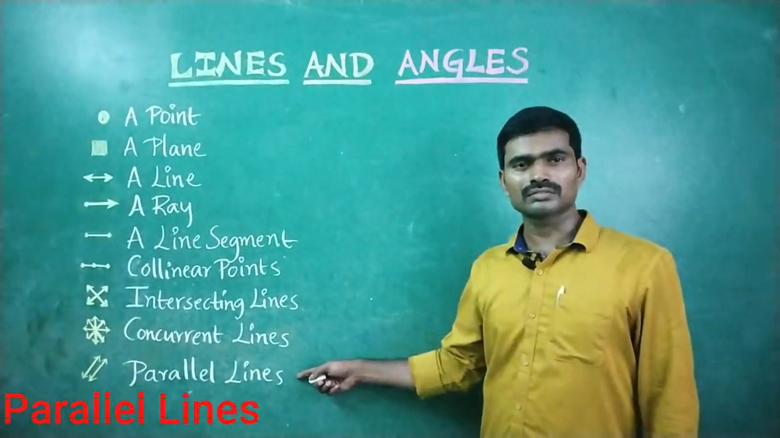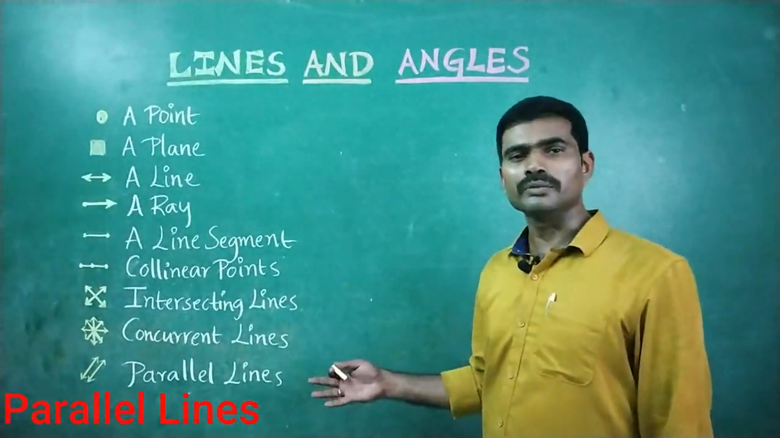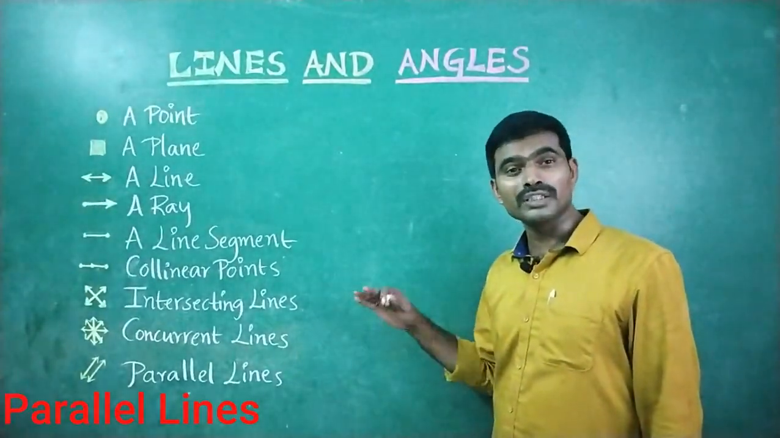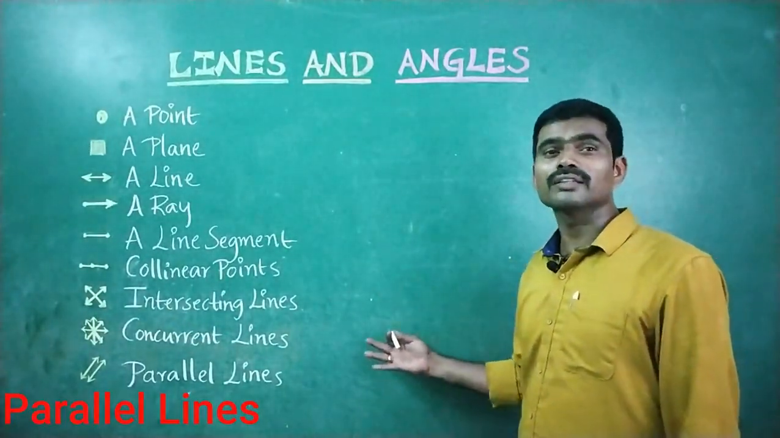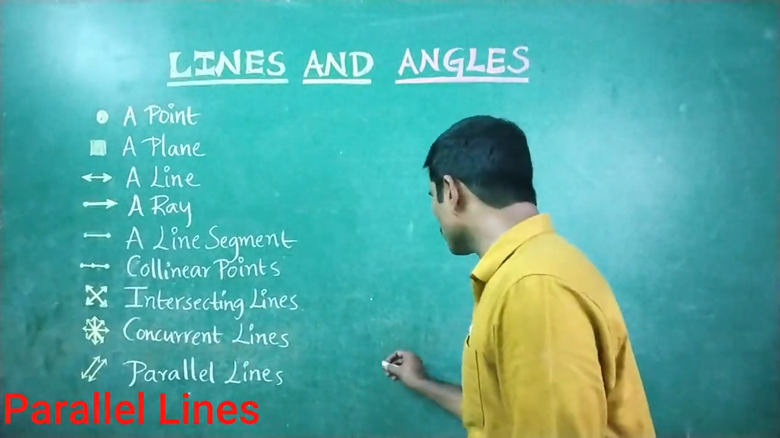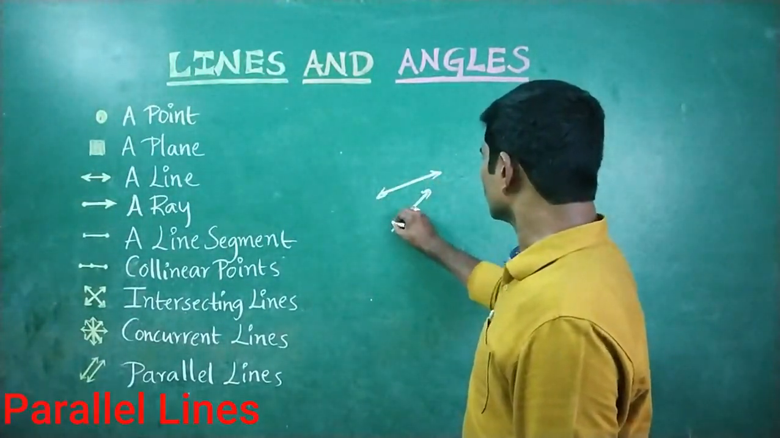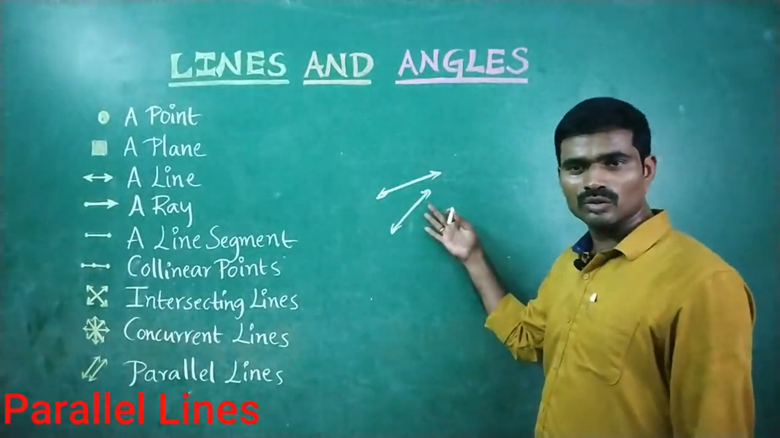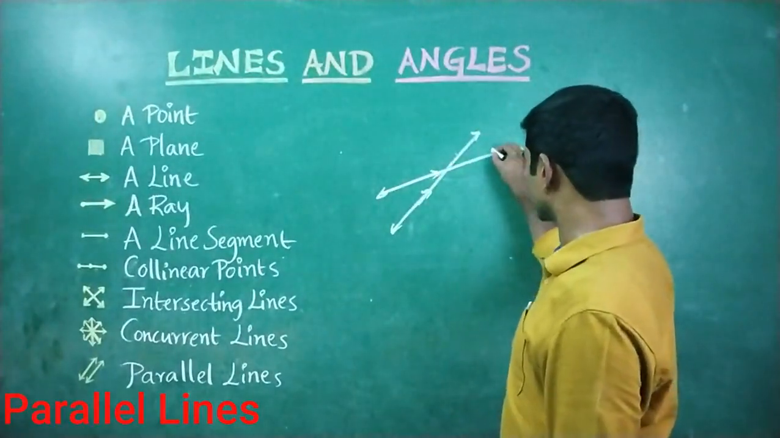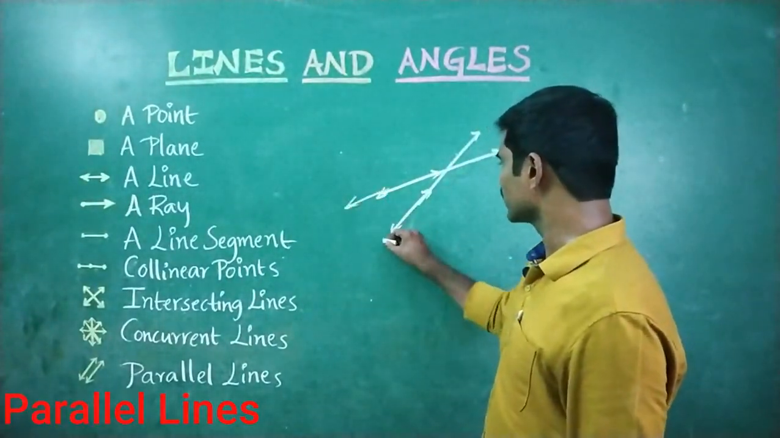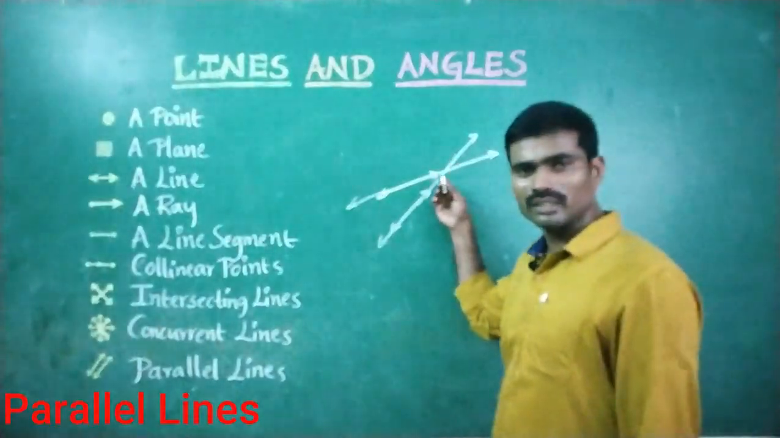Parallel lines. 2 lines are said to be parallel lines if they do not intersect at any point, if we extend them continuously on both sides. Suppose here, are these 2 lines parallel? No. Why? Because if we extend these lines continuously on either side, they intersect at one point. So these 2 lines are not parallel.